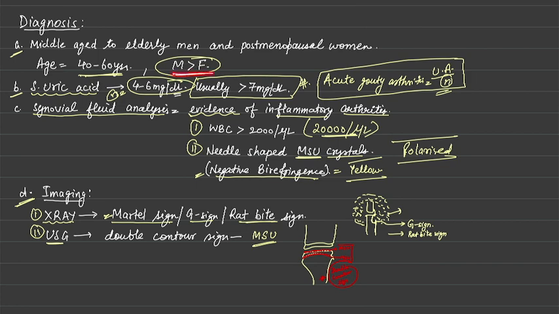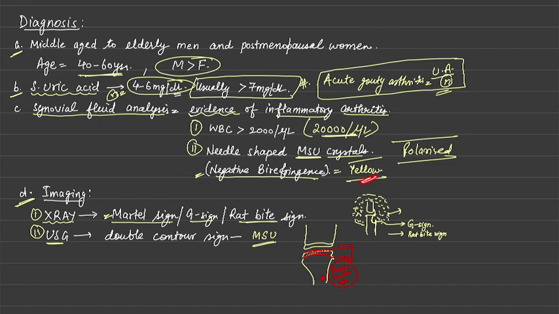Males are more commonly involved than females. Serum uric acid normal levels are 4 to 6 milligram per deciliter, but usually in gout, the levels are more than 7 milligram per deciliter. Synovial fluid analysis will show evidence of inflammatory arthritis. WBC count will be more than 2000, and may reach even more than 20,000 cells per microliter. Needle-shaped monosodium urate crystals, which are negatively birefringent, will be seen as yellow under polarized light.